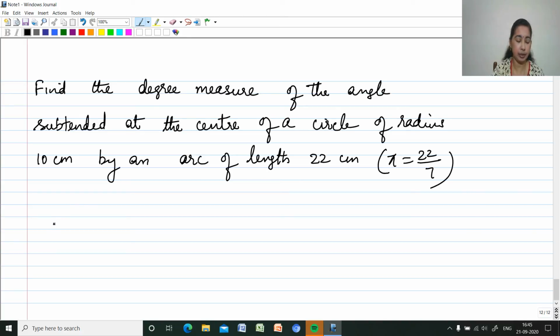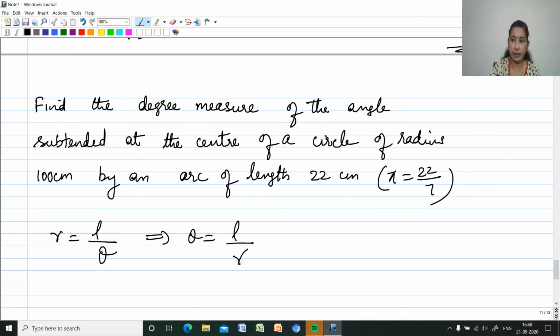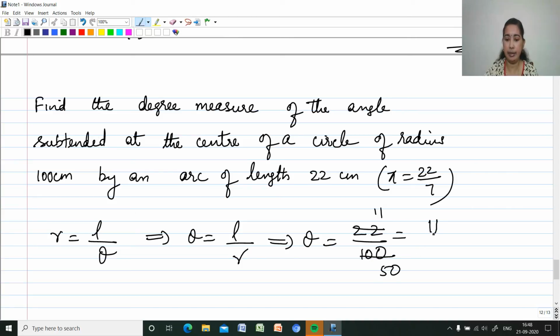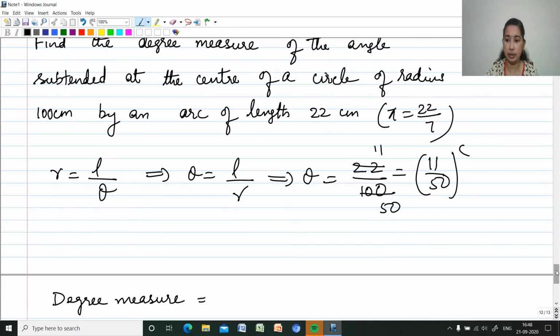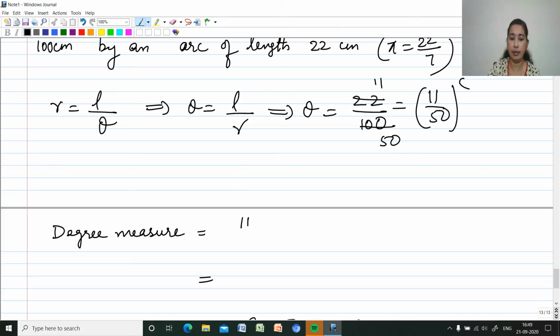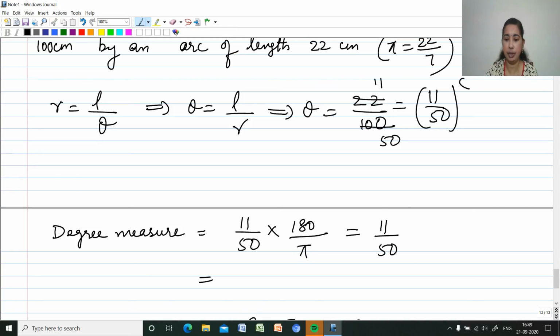We know that R is equal to L by theta. So theta is equal to L by R, that is arc length 22, radius 100. Common terms cancelling, 2 here 11 times, 2 here 50. So 11 by 50 radians. Now we have to convert into degree measure. Degree measure is equal to 11 by 50 into 180 by pi, and the value of pi is 22 by 7. So 11 by 50 into 180 by 22 by 7.